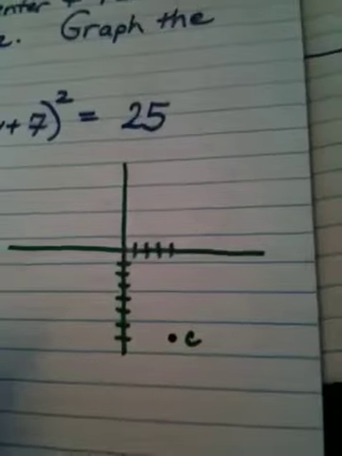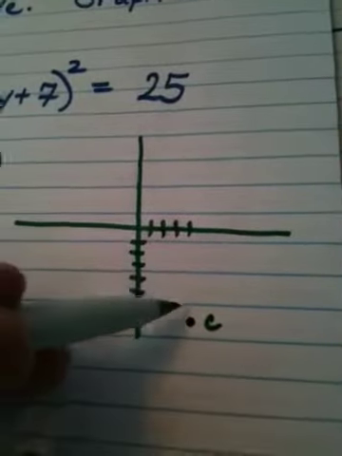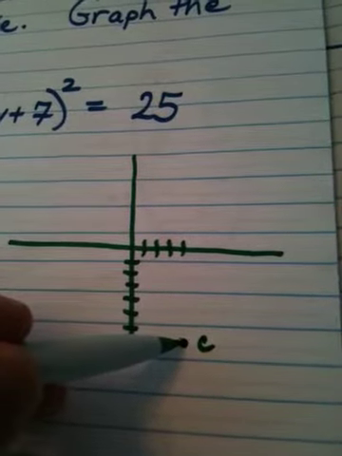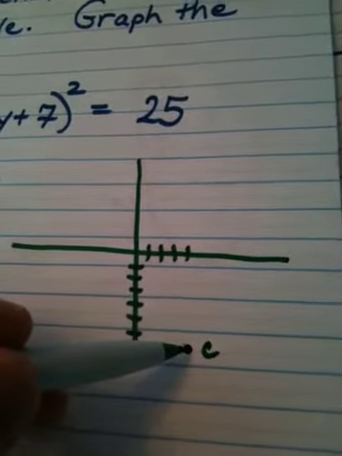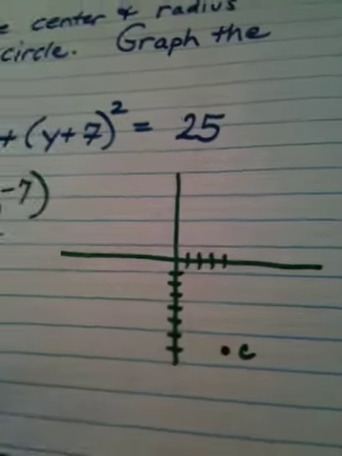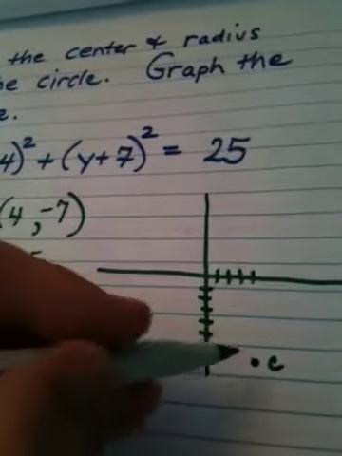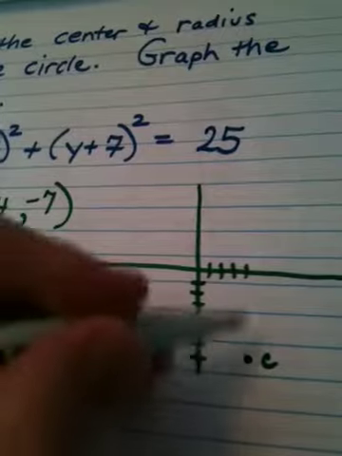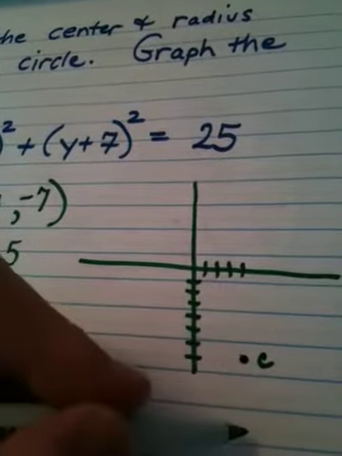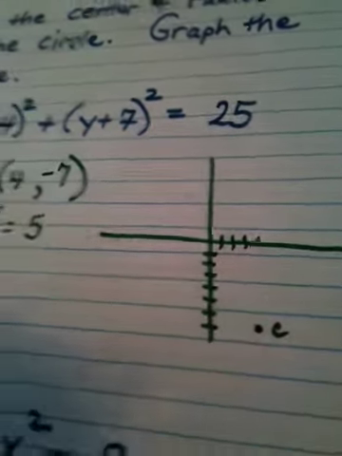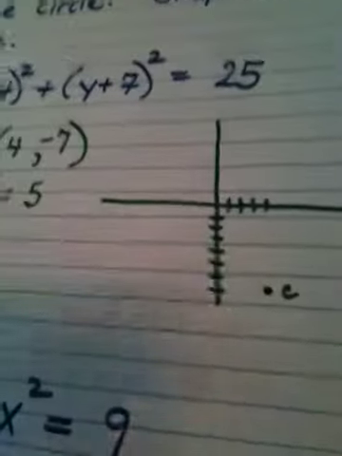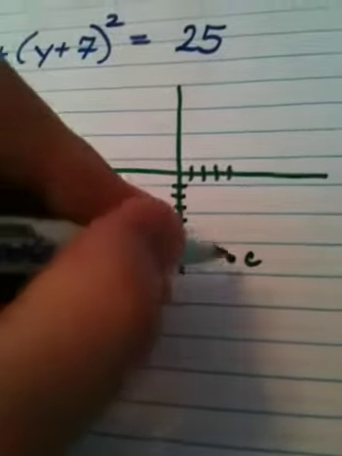Here's how I teach my students to graph circles. Find the center first, okay? And then what I teach them to do is to count out in all 4 compass directions. Go north, go south, go west, and go east. 5 blocks. Watch this.